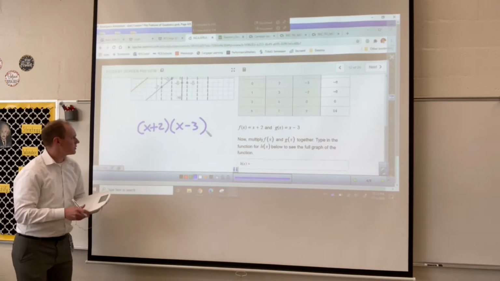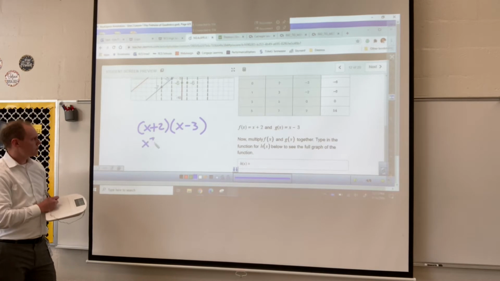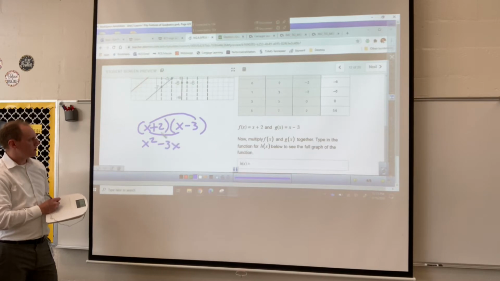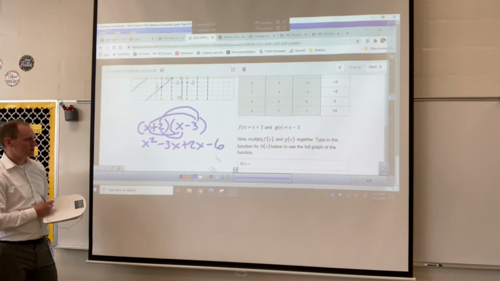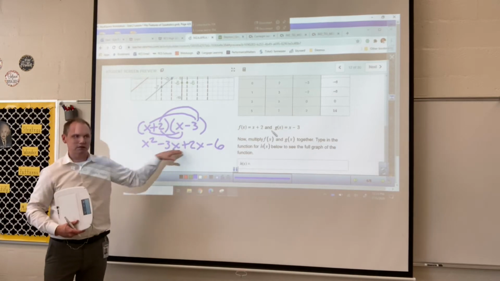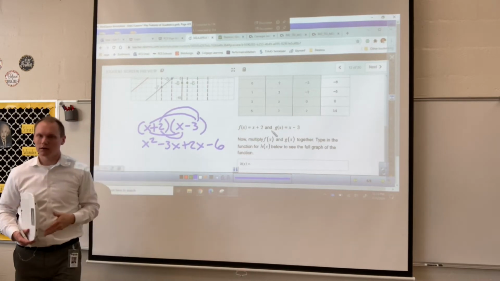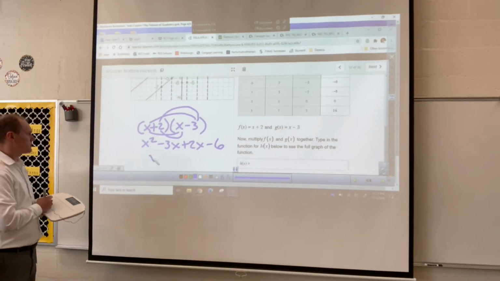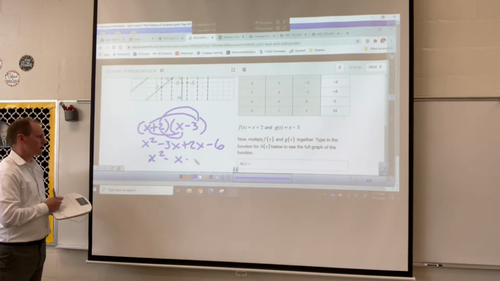But we can still do this. So x times x is x squared, right? x times negative 3 is negative 3x. And then 2 times x is 2x. And then 2 times negative 3 is negative 6. So we get those 4 terms. And of course, the 2 middle terms are like terms. We can actually add those together. So x squared minus x minus 6.